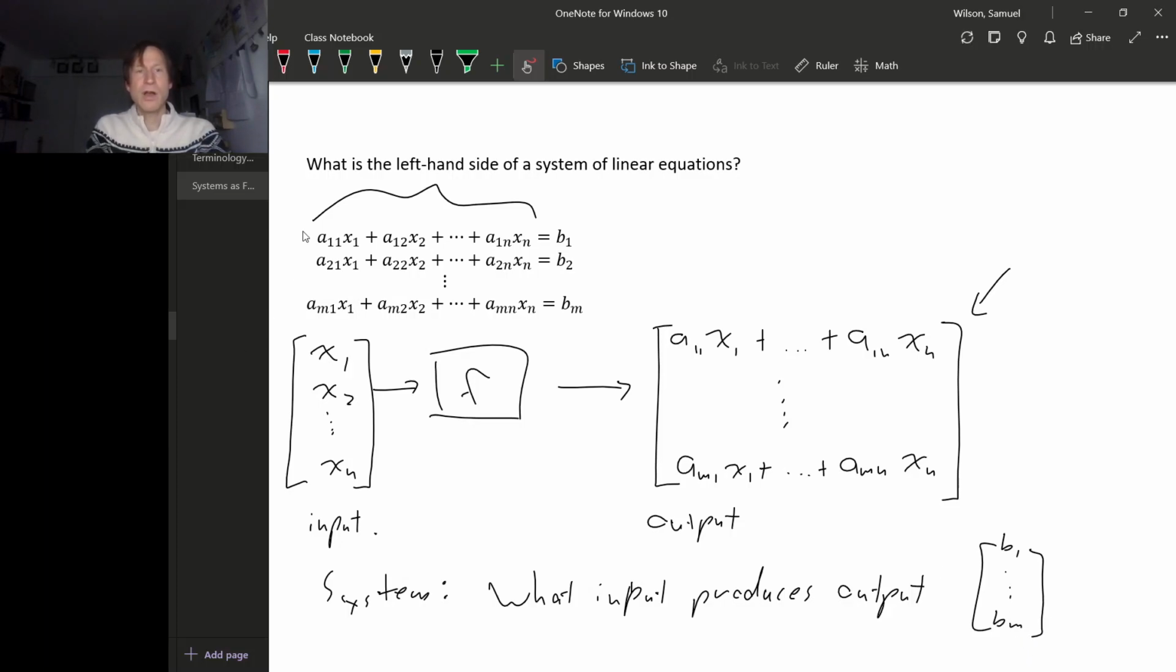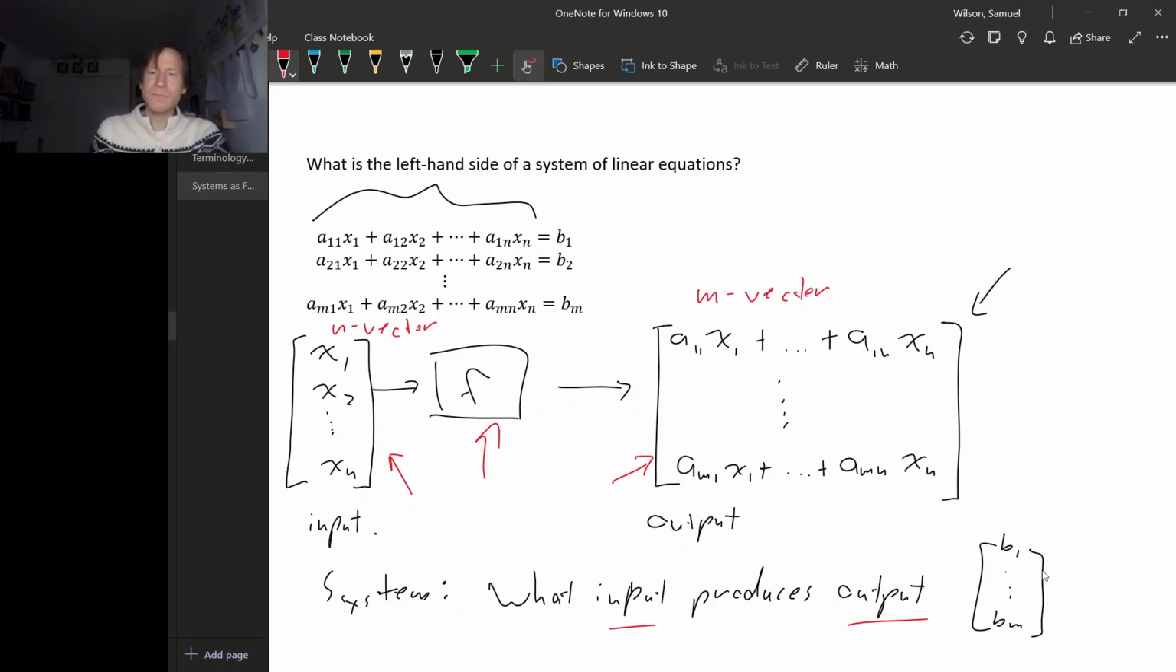Okay, so thinking of it this way, we have some function that takes a vector as an input, I guess this vector is an n vector, a column vector, and produces an output with m entries. So this is an m vector. And the system of equations is now asking what input, n vector input, produces the m vector output, b1 through bm.